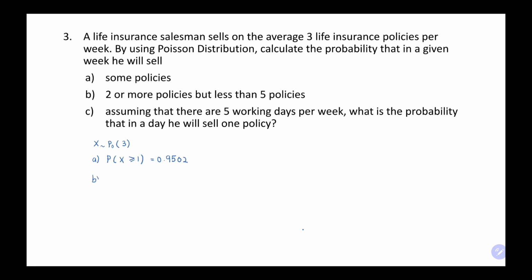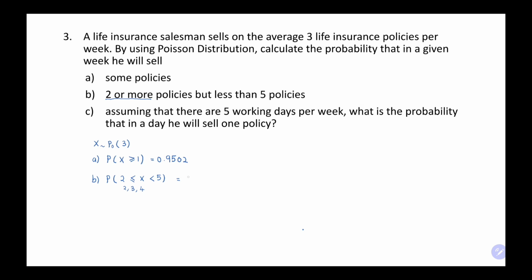Next question, B. 2 or more policies but less than 5 policies. So for question B, we want to find the probability from 2 until 5. 2 or more but less than 5. So we want to find 2 until 5. 2 is included since we start from 2 or more, and 5 is not included since it is less than only, so it doesn't have an equal sign. 2 until 5 means we want to find 2, 3 and 4 only.